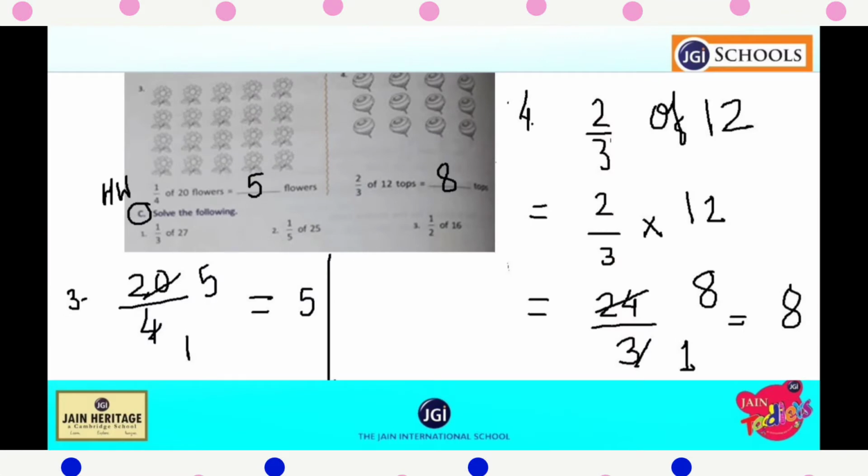Okay. You can see here how many flowers? 20 by 4. So 20 divided by 4 will be 5, and 2 by 3 of 12 means you have to multiply 12 by 2 by 3. It will be 12 2s are 24 by 3, 3 8s are 24. That is 8 tops are shaded. Okay.